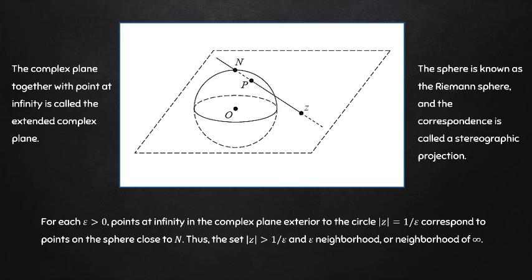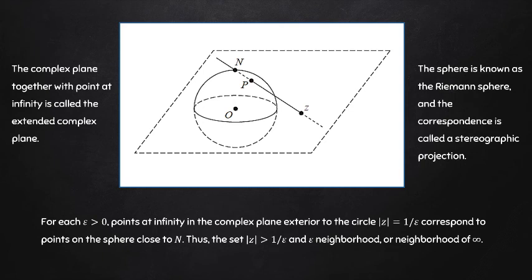In like manner, to each point P on the surface of the sphere, other than the North Pole N, there corresponds exactly one point z in the plane. By letting the point N of the sphere correspond to the point at infinity, we obtain a one-to-one correspondence between the points of the sphere and the points of the extended complex plane. The sphere is known as the Riemann sphere, and the correspondence is called a stereographic projection.